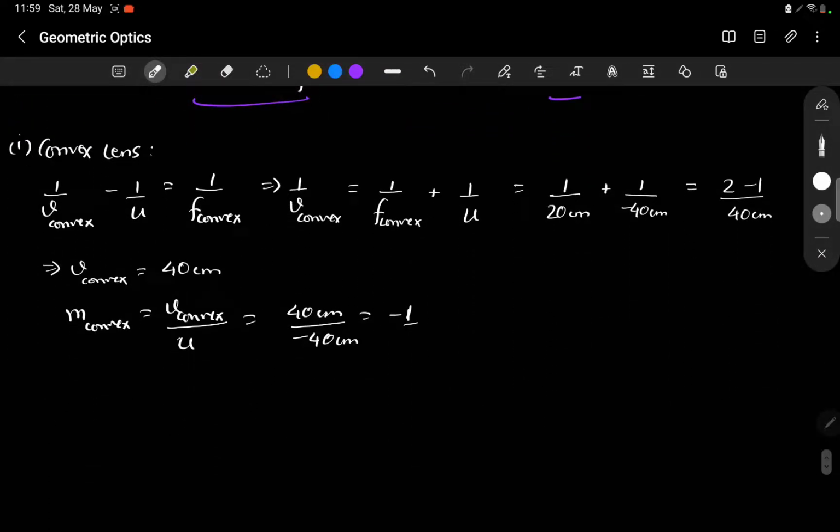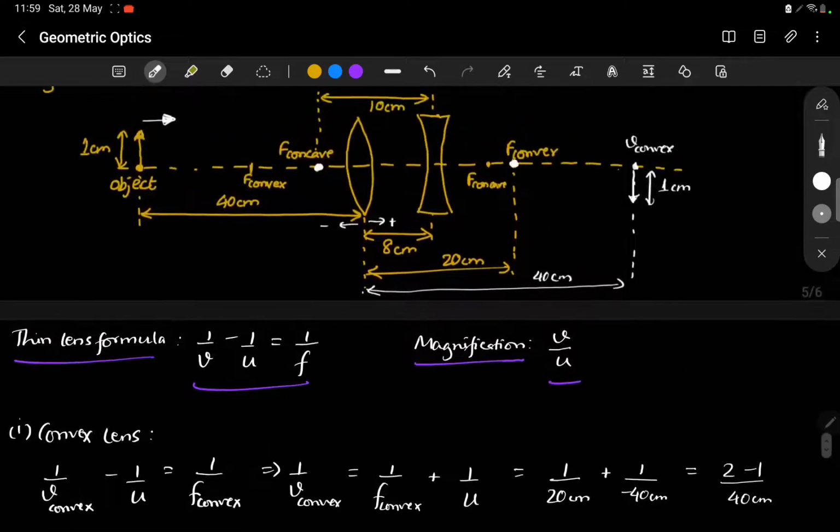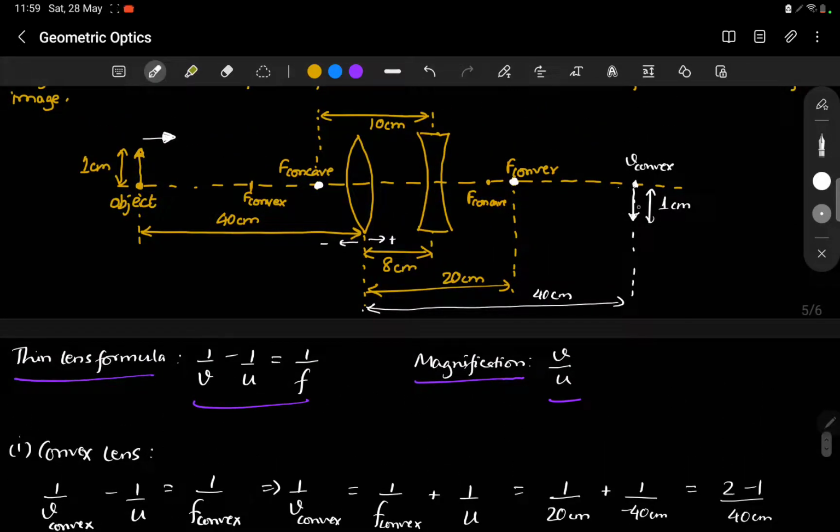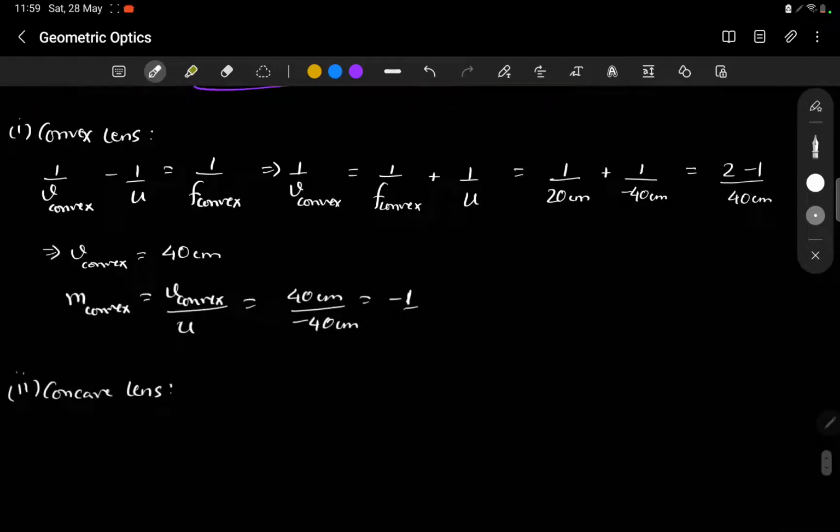Now let us consider the case for the concave lens. Now for the concave lens, this image formed by the convex lens acts as the virtual object. So for the concave lens, the image of the convex lens acts as the virtual object. So let me write it down.